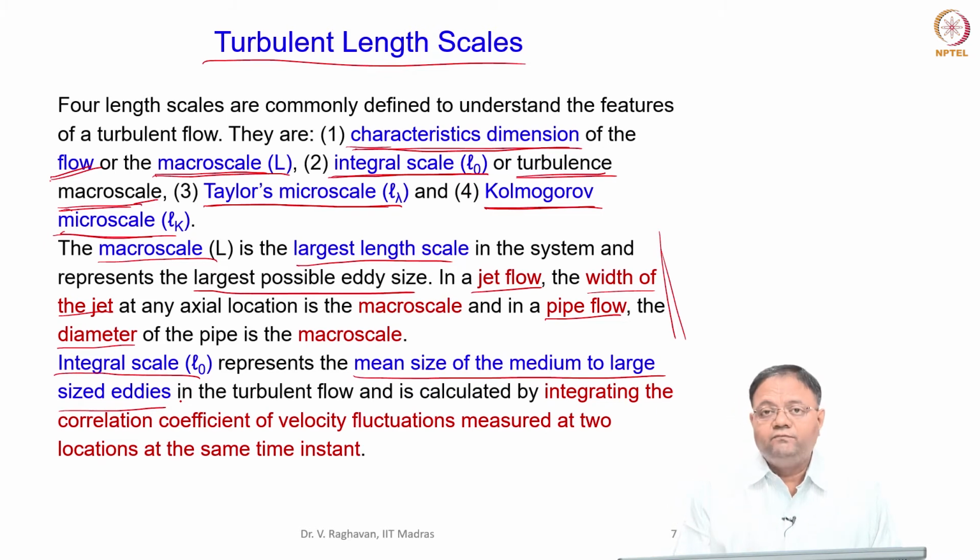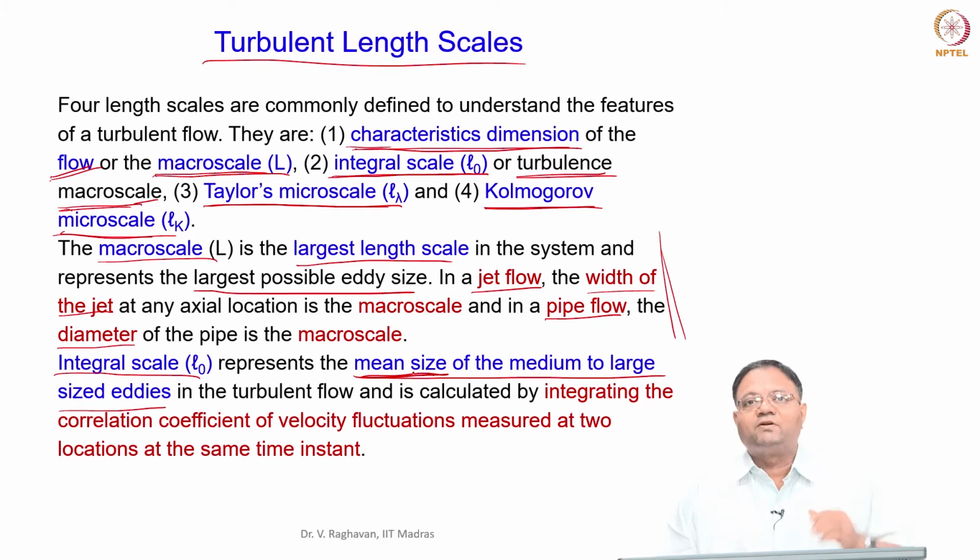But when you go into turbulence, we have to do some statistics. The statistics you do for the integral scale is nothing but the mean size. You have to take some average of the medium to large eddies which are present in the flow.